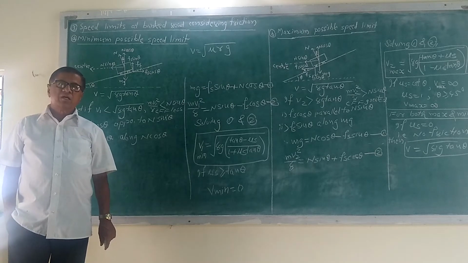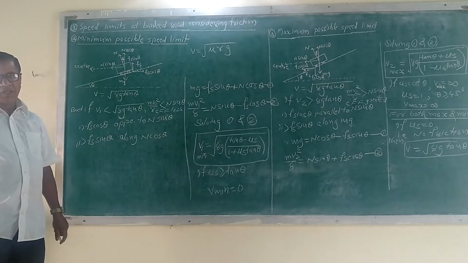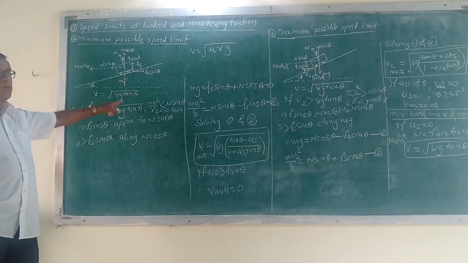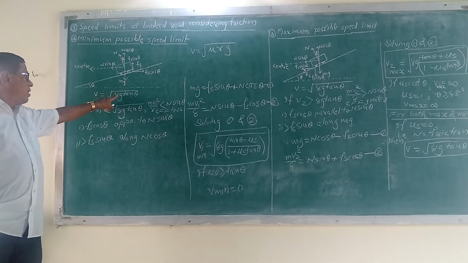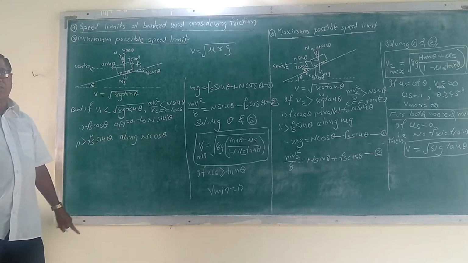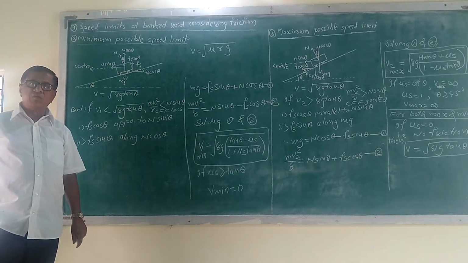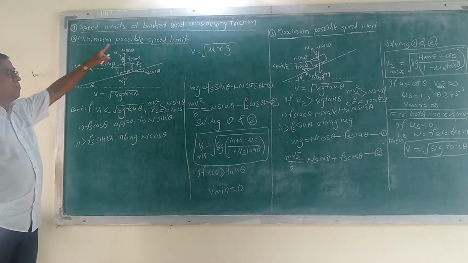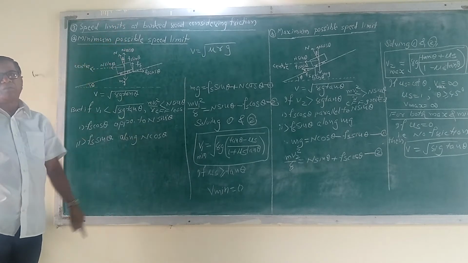Now the third derivation, by considering the friction. In this case, we have derived the formula v is equal to square root of r g tan theta, but the value of this v can be less than root r g tan theta or greater than root r g tan theta, which depends on the friction. Now the third derivation, that is the minimum possible speed limit, and the fourth derivation, that is the maximum possible speed limit.